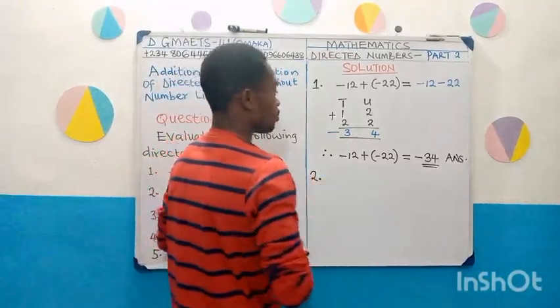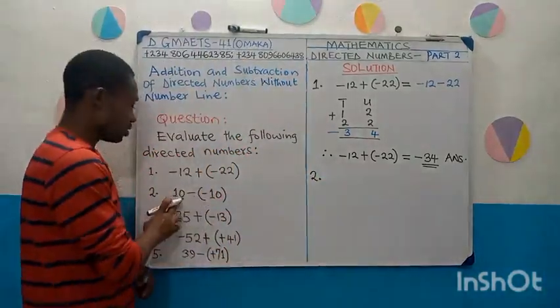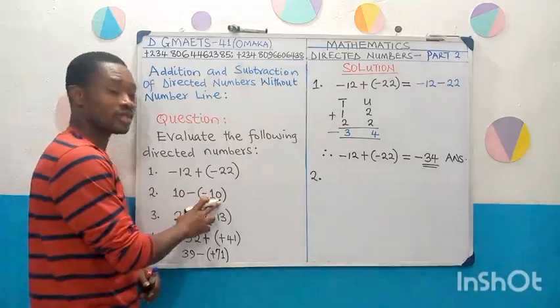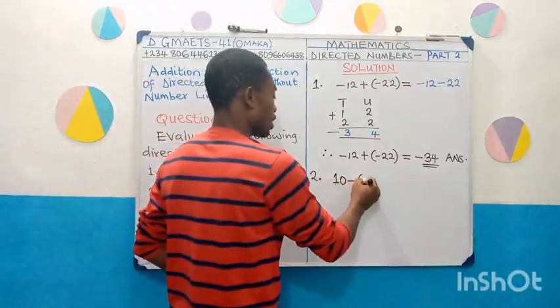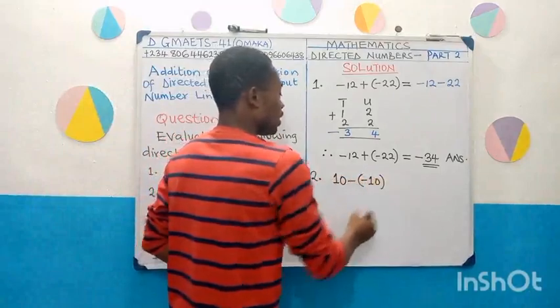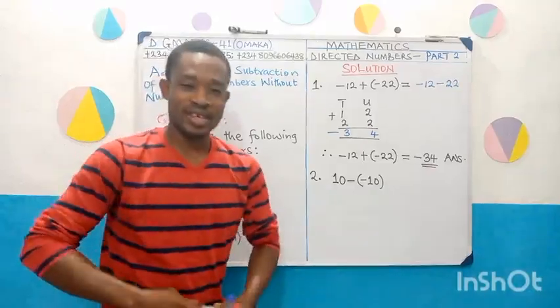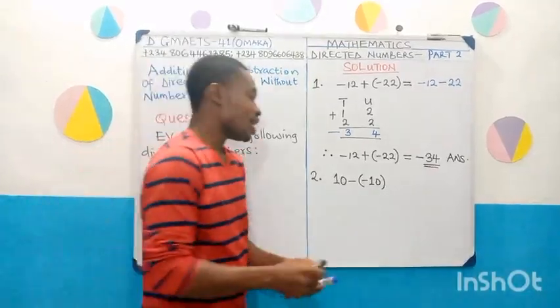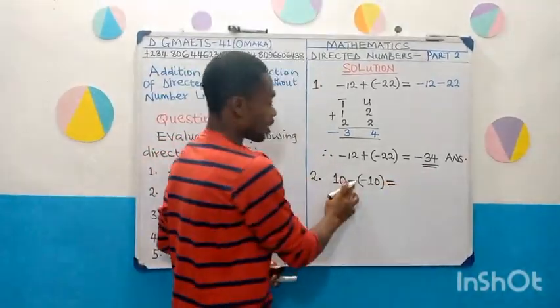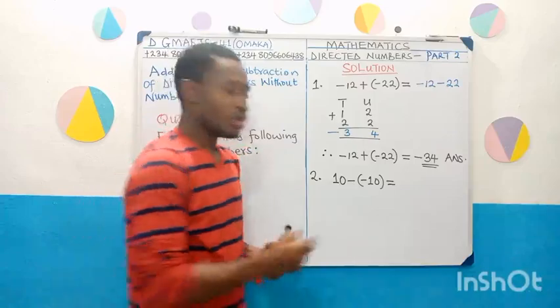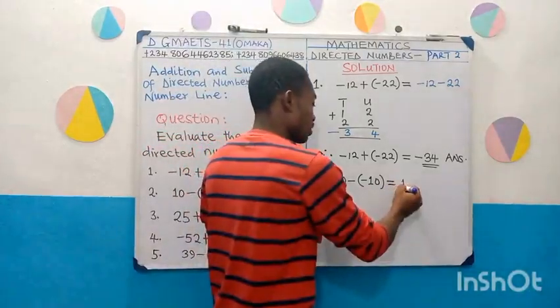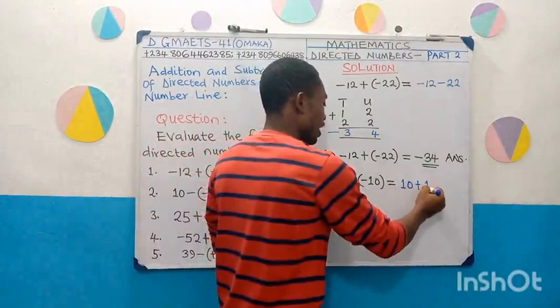Question number 2: 10 minus 10. Let us see what we get. 10 minus bracket minus 10. Let us get what this means. 10 minus minus. You have this minus minus. It's going to change to plus. So this becomes 10 plus 10.